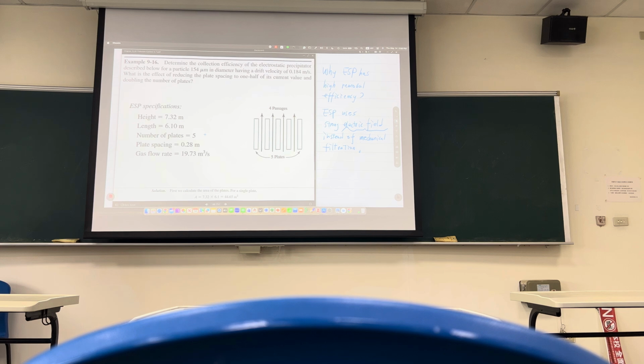Okay, student, let's do this question. This is the plate and wire question, right? Let's see what we have here. The question asks us to determine the collection efficiency eta.